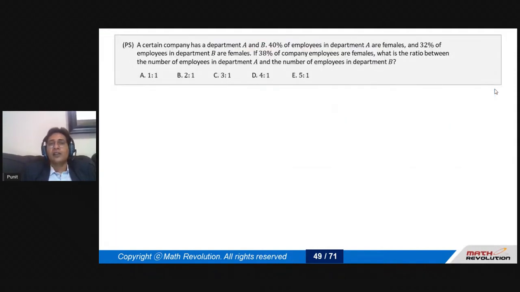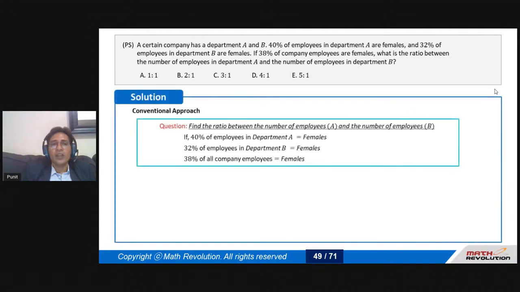A certain company has departments A and B. So there are two departments, A and B. 40% of employees in department A are females and 32% of employees in department B are females. If 38% of company employees are females, what is the ratio between the number of employees in department A to department B? We have to find the ratio of the number of employees of A and B. We have been given the data for females of A, B, and the overall company.